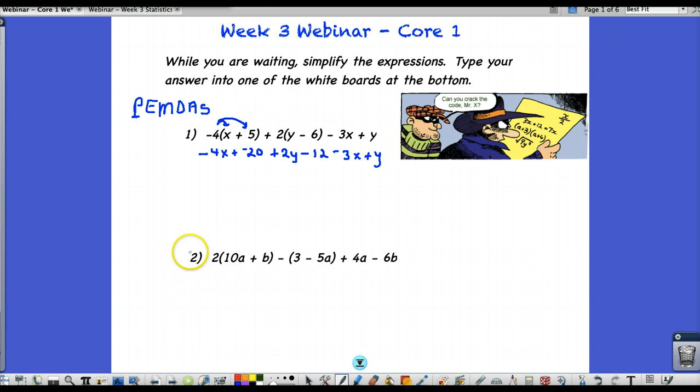That's good. Okay, now you guys, all we have to do is combine like terms. And here's where I say, hey, let's go from left to right. So we've got -4x right here in the front.